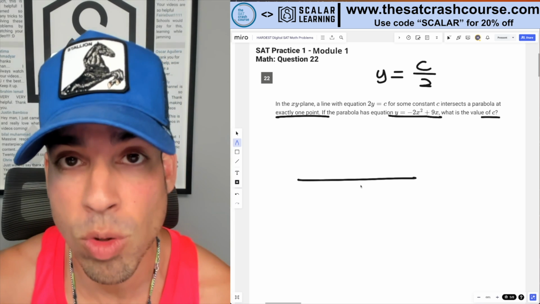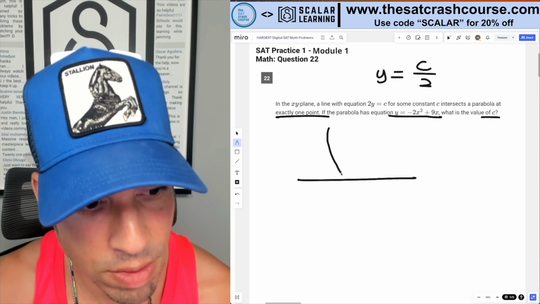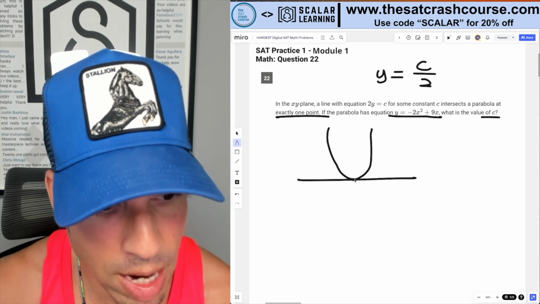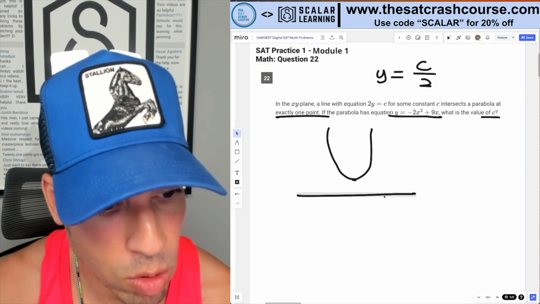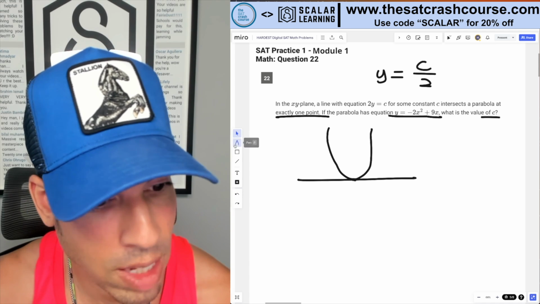Now, the only way this horizontal line is going to intersect a parabola at exactly 1 point is if it touches it right at the vertex, right? Anywhere else, if I have it below, it's not going to hit it at all. If I have it above, it's going to hit it twice, right? So we know it's got to be right on that vertex.